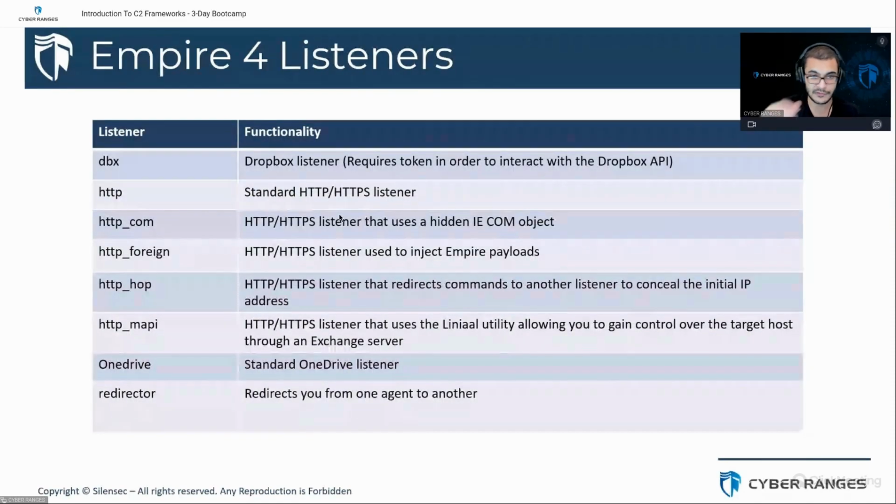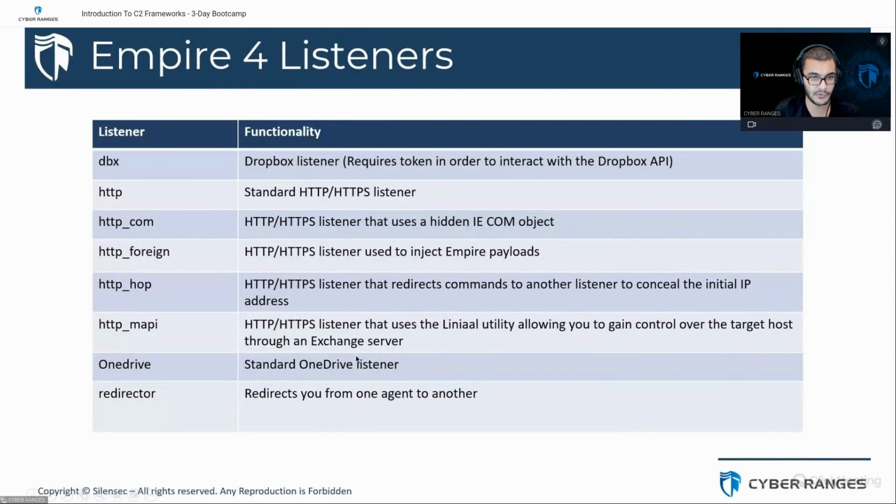We have various listeners here. We have a Dropbox listener, which requires a token in order to interact with the Dropbox API. One thing I would like to point out, the Dropbox listener and the OneDrive listener are specifically for data exfiltration. As of right now, I tested the Dropbox listener for exfil last week. That one worked, but I was having issues with the OneDrive listener.